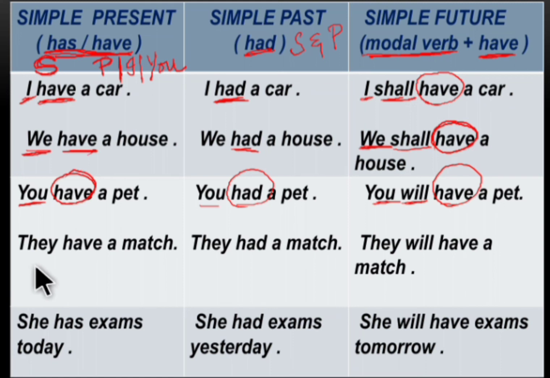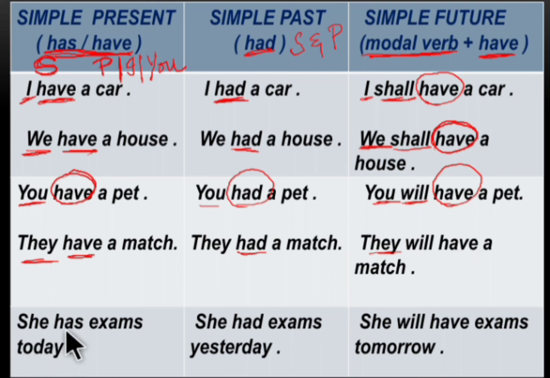Next example, they have a match. They is plural, so have a match. They had a match. Here had, and they will have a match. Here they is considered to be the third person pronoun, plural, and we use will have a match.